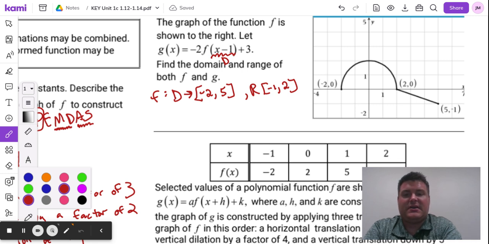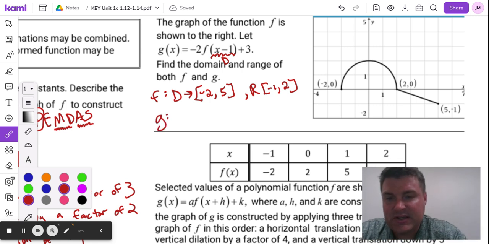I'm shifting everything to the right 1, so we're going to add 1 to my domain. Okay, so the domain for g, we're just going to add 1. So we're going to get -1 and 6.